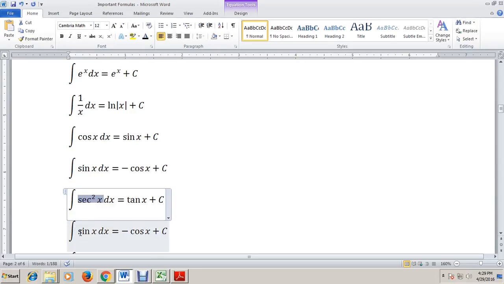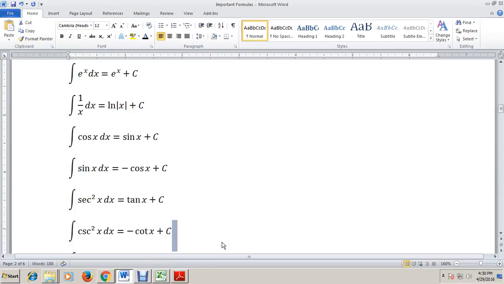Okay, so the next one is if we're going to get the derivative of the integral of cosecant square x dx, this should be equal to negative cotangent x then plus c.